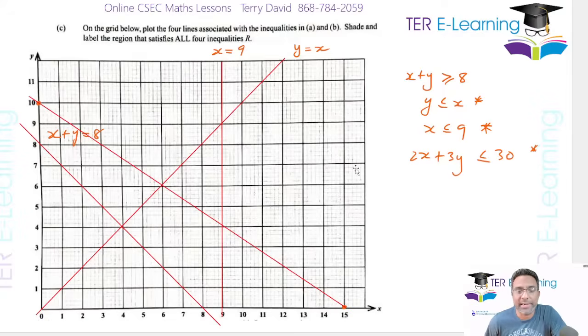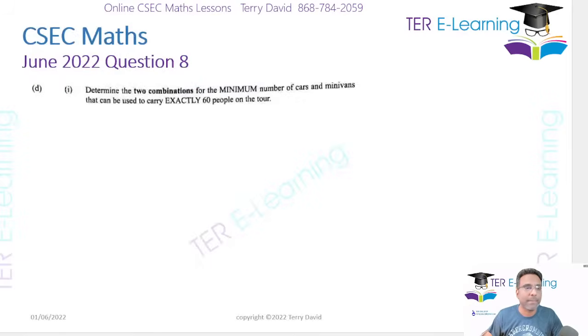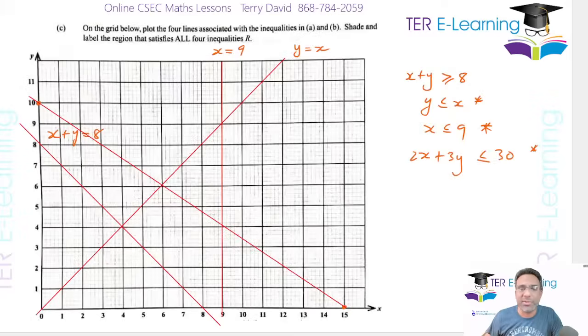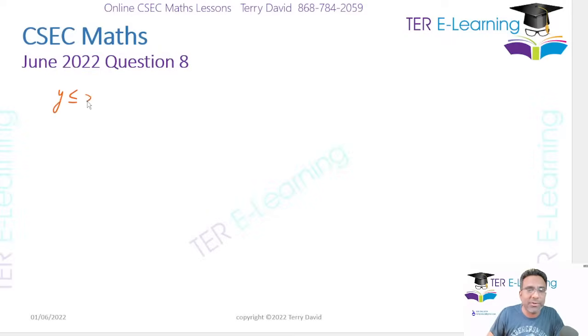Now let's look at the inequalities here. So the first inequality. Now let me show you how I normally do this. The first one, this one is very easy. x is less than 9. What that means is that I'm going to shade that way. The next one now, let's do this one. y is less than or equal to x.